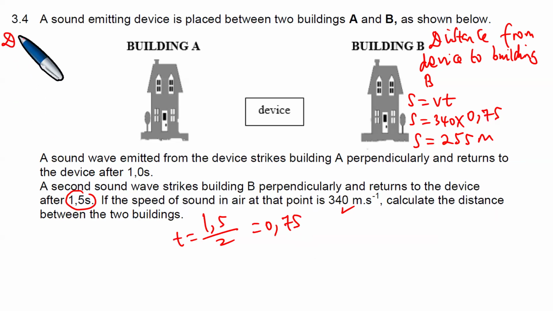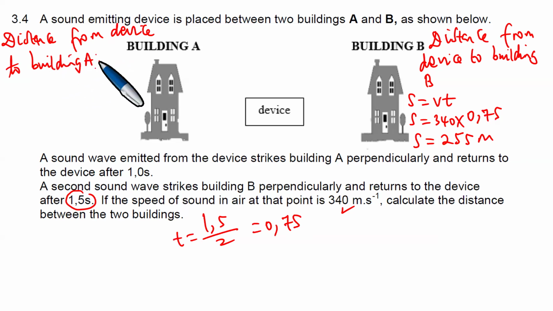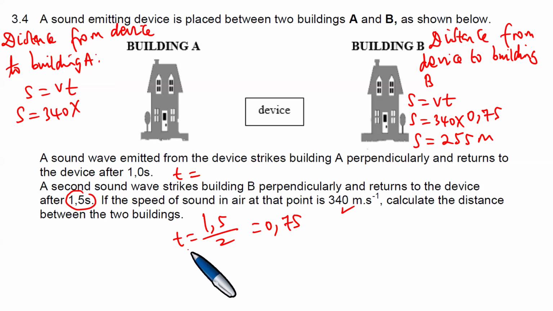Now there's also what we call the distance from device to building A. So S equals VT. The speed of the sound is 340, but the time now for the device strikes building A perpendicular and returns to the device after 1 second. So the time associated with A, and this one associated with B, the one associated with A is going to be 1 divided by 2, because you are thinking about the return.